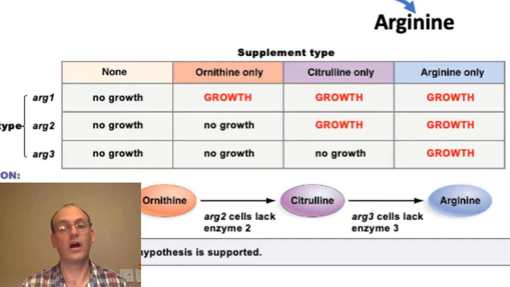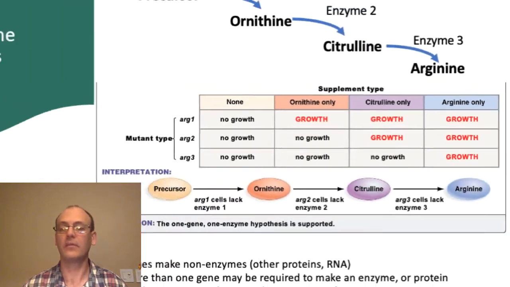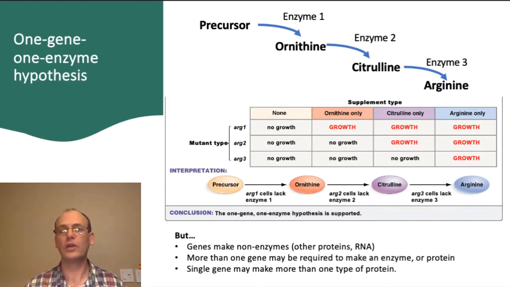The mutant ARG2 was unable to grow unless citrulline or arginine was supplied to the dish. Lastly, the mutant ARG3 was unable to grow on any media unless arginine itself was added. From this, they were able to map out which mutant strains had which mutations along this biosynthetic pathway.